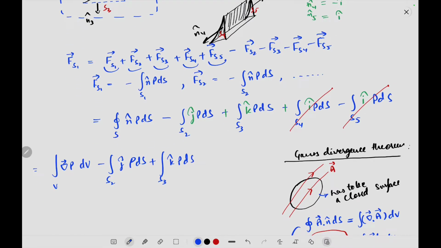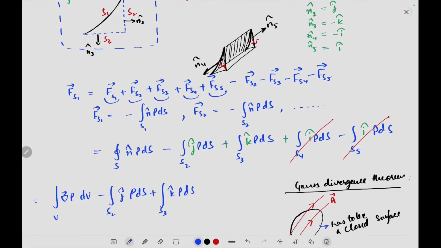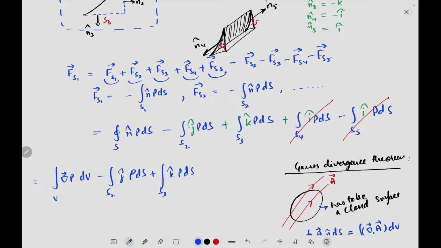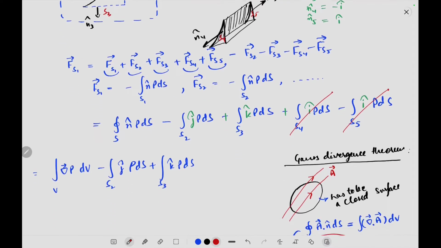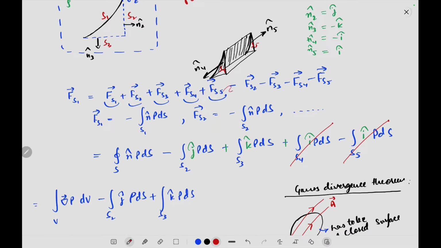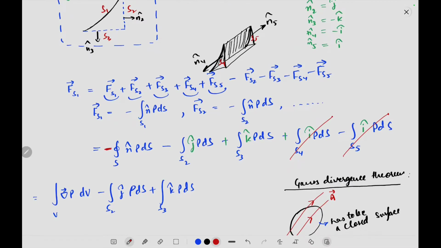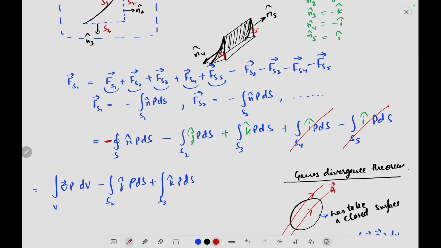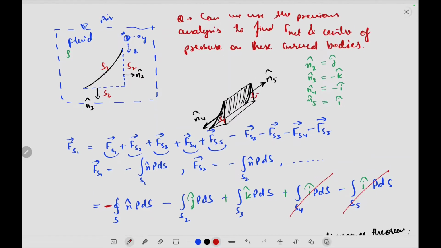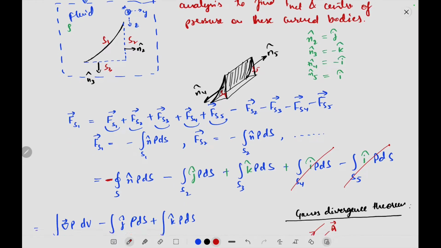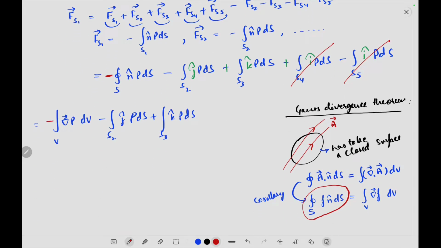So if I see from here, I think I have made some mistake over here. So fs1 plus fs2 was actually minus, because of the reason I just gave during this derivation. Then I think I have made another mistake here. So for s2, this is j hat. All right, so this becomes minus.